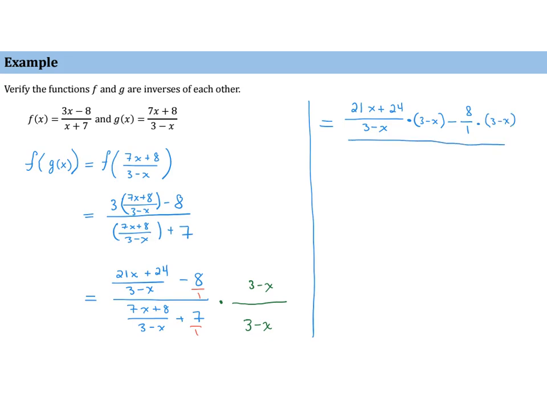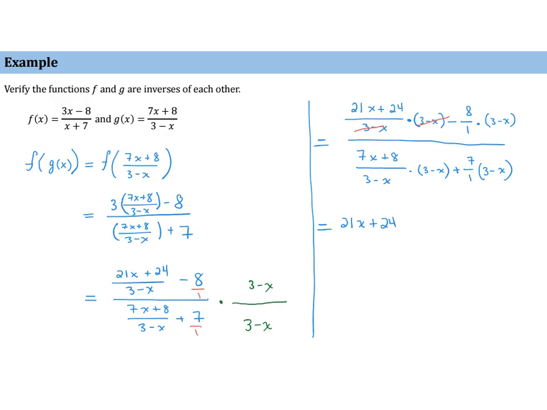Now we'll do the same thing in the denominator: 7x plus 8 over 3 minus x times 3 minus x, plus 7 over 1 times 3 minus x. Now this is equal to, some things cancel, right? We have 3 minus x and 3 minus x cancel. That will leave us 21x plus 24.